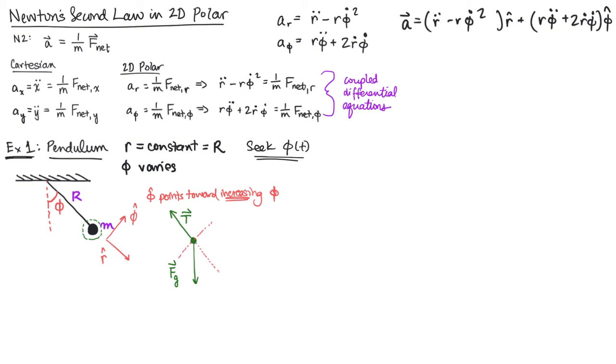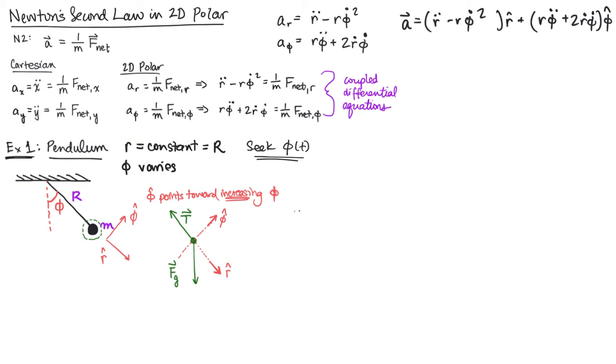Okay, so what we can see is that tension is a purely radial force. It has no tangential component, but the gravitational force has components in both the phi hat and r hat directions. Again, this direction is the phi hat direction. This direction is the r hat direction. And so let's actually write out the tension and the gravitational force.